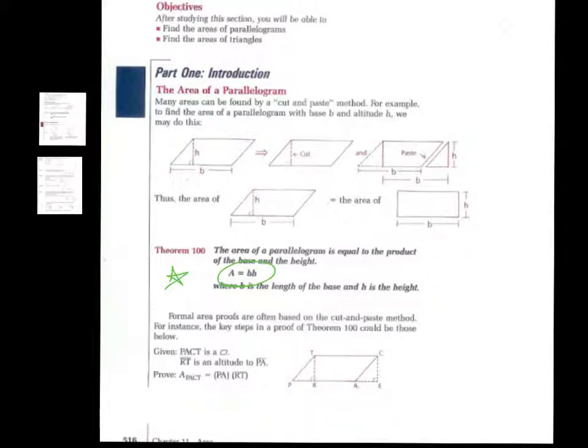Your textbook demonstrates a simple proof of this by showing that a right triangle, using the altitude dropped from one vertex to the opposite side, can be removed and placed on the other side of your parallelogram in order to form a rectangle that has the exact same base and height as your original parallelogram, thus having the same area formula.